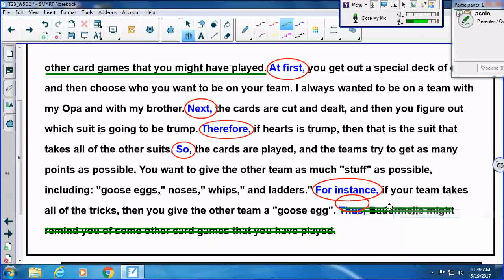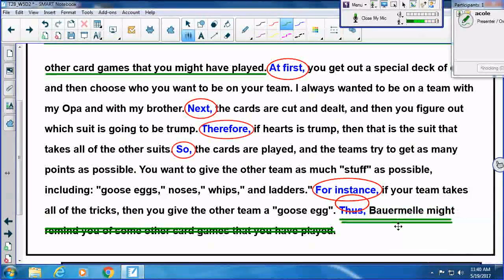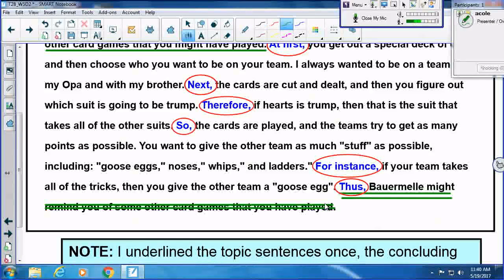I just wanted to explain how those transitions would work just fine. And even using therefore in the middle, it is possible, right? I mean, if you've said something right before using therefore, then it could work. Probably most often you'll see the word therefore with a concluding sentence, but in this paragraph, instead of in conclusion, I used thus, right? Thus, Bauermella might remind you of some other card games that you have played.